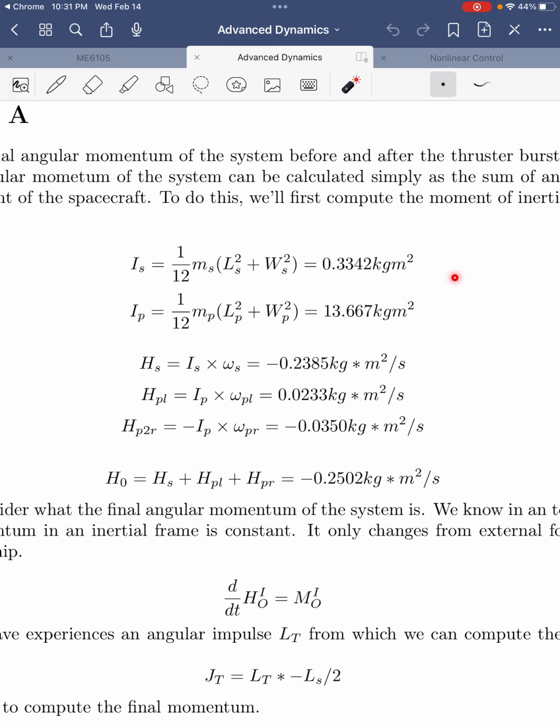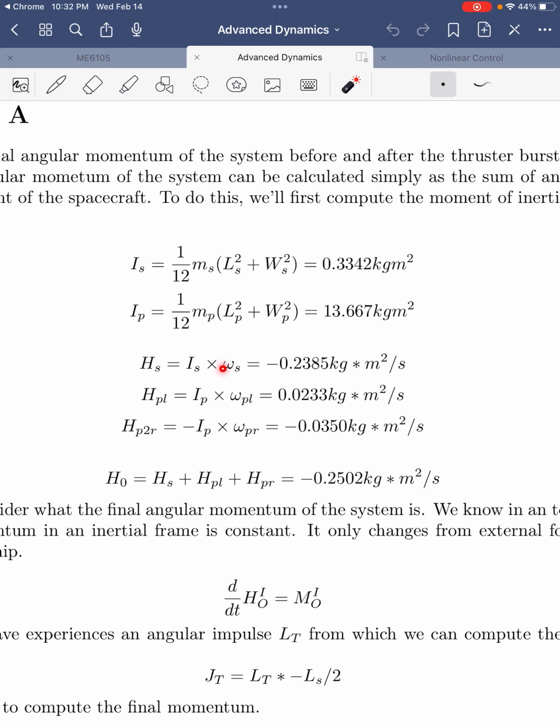Seems I flipped them. So the spacecraft moment of inertia is 13.66 kilogram meter squared, and for the panels it's only 0.33 kilogram meter squared, which tracks because they're much less massive, even though they might be a little bit longer.